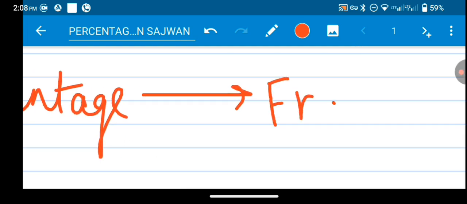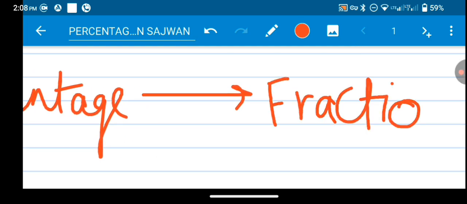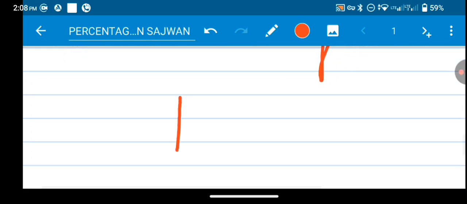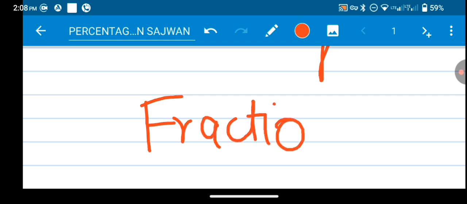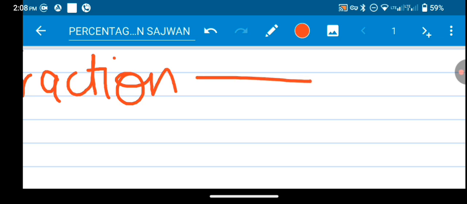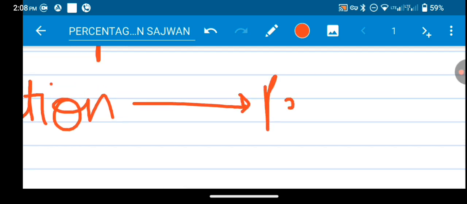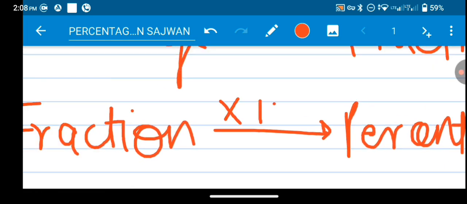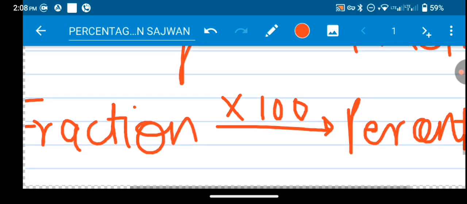If you have to convert percentage to fraction, we have to divide by 100, and if you have to convert fraction to percentage, we have to always multiply by 100 in order to find percentage.